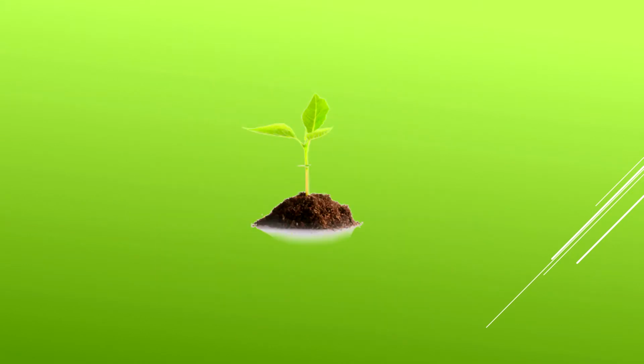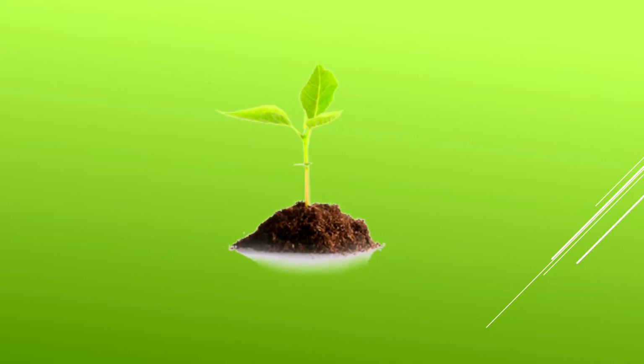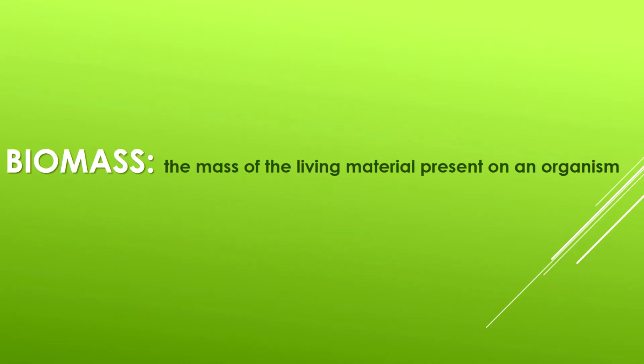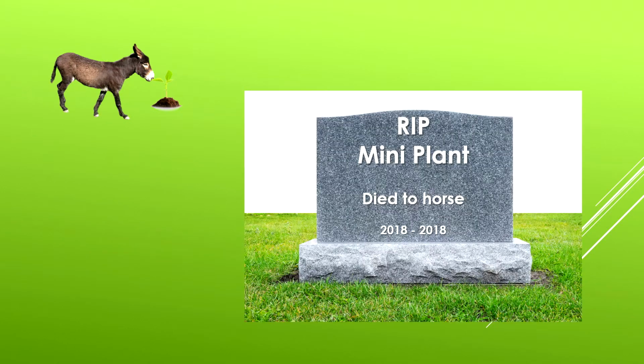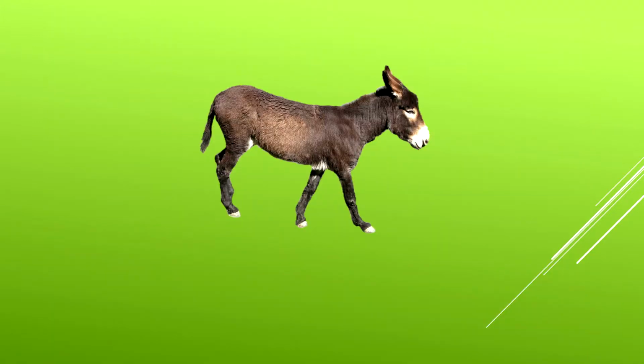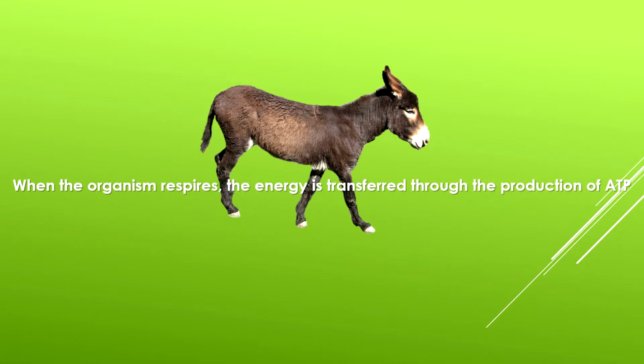After performing photosynthesis over and over using the energy given by the sun, the biomass of the plant increases. And biomass is the living material present on an organism. So after the biomass has increased, a consumer, so an animal, will come along and eat the plant, and the plant will die. Rip. And then the plant, the grass next to the gravestone, will die too. Rip the grass. Now this animal, which has just eaten the plant, will gain some more biomass, and when the organism respires, the energy will be transferred through the production of ATP.